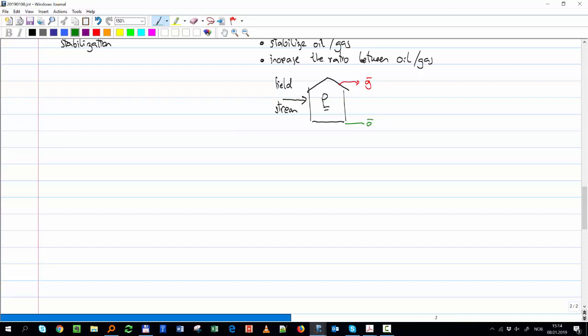To know how much we're getting, we use the standard conditions rate, Q gas and Q oil. So I have a parameter called GOR, which stands for gas oil ratio. GOR is simply Q gas divided by Q oil. And one of the goals of this separation process is to bring GOR down, to have less gas.